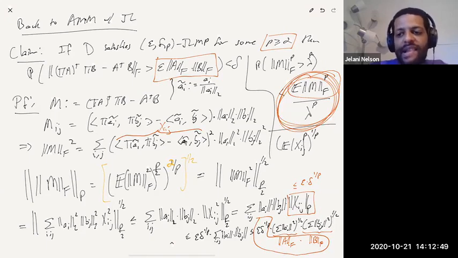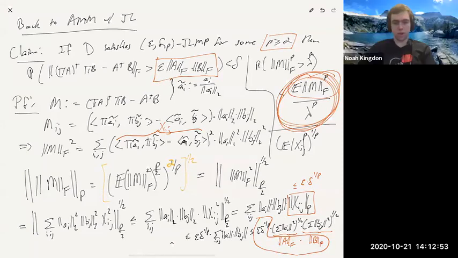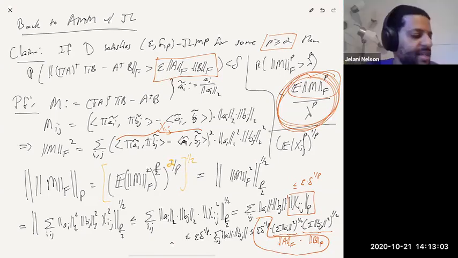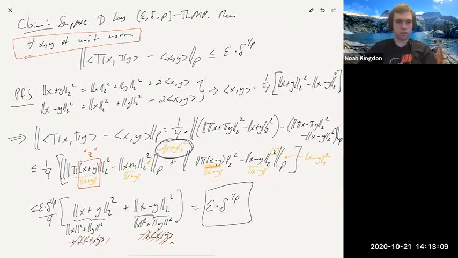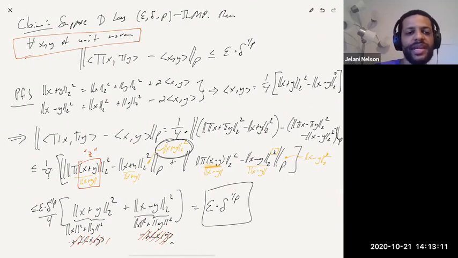Questions about that? So when you said that the norm P of xij is less than or equal to epsilon delta to the 1 over P, that was using the JL? You're saying the last inequality down there, the one right before Cauchy-Schwarz? Yeah, I was using this. Right, because xij is exactly of this form. Xij is some difference of dot products with unit norm vectors.